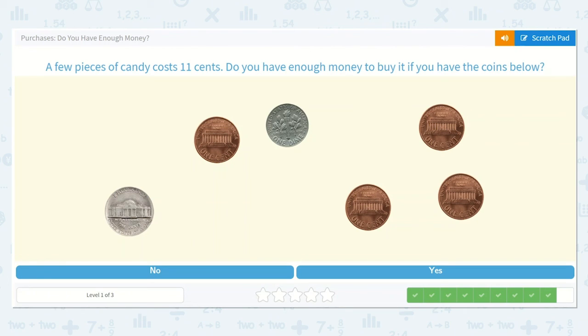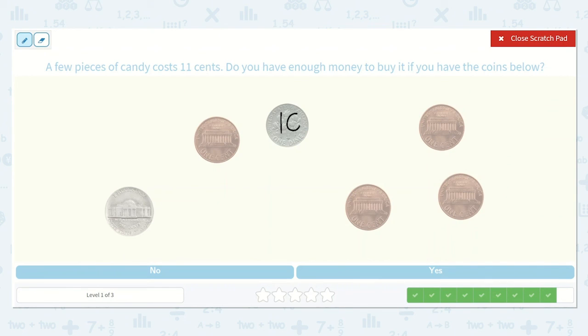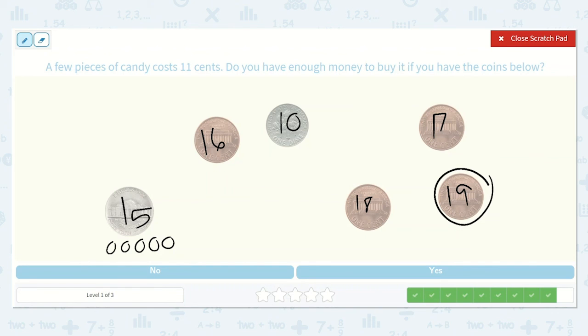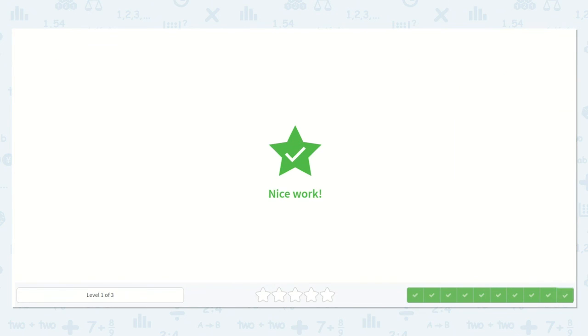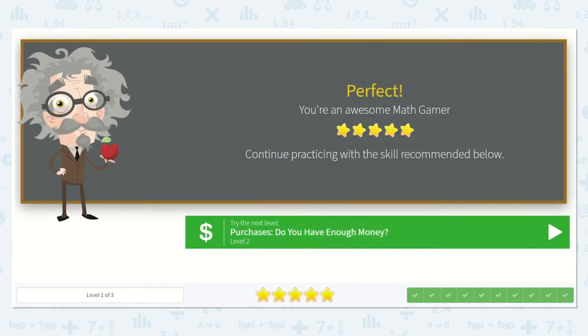A few pieces of candy cost 11 cents. Do you have enough money to buy it if you have the coins below? Well, let's take a look. I see that we have a dime, which is worth 10, and a nickel that's worth 5, so 10, and then we could count up by 5, or if we're not sure, we can draw 5 dots, and we can count on 10, 11, 12, 13, 14, 15, and then we can count by ones, 16, 17, 18, 19, and we ended on 19. If the candy cost 11 cents, do we have enough with 19 cents? Absolutely. Great work, friends!